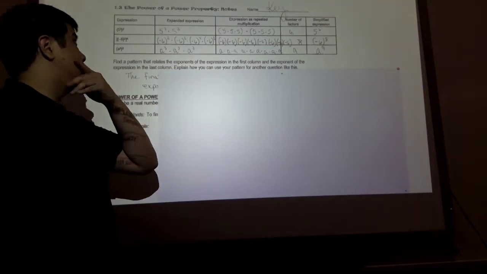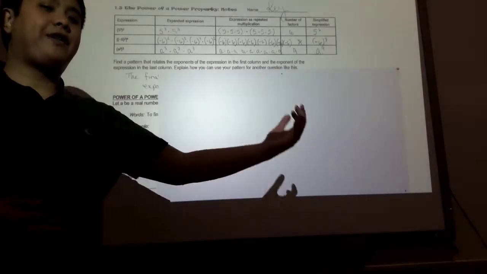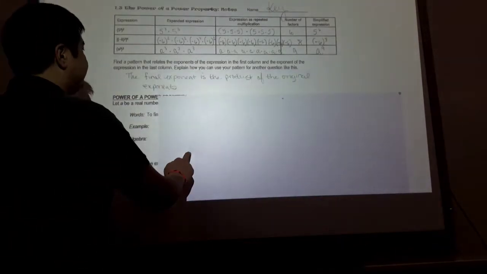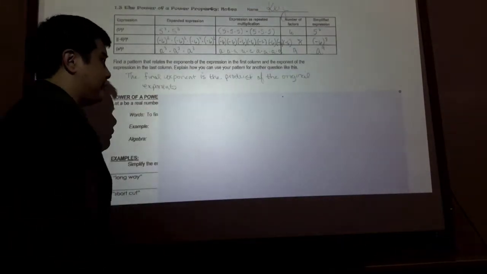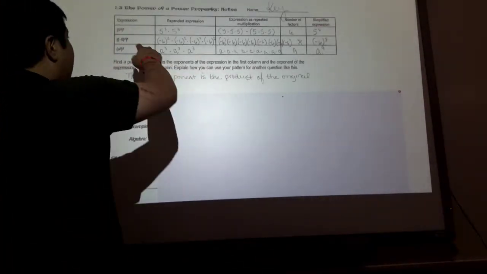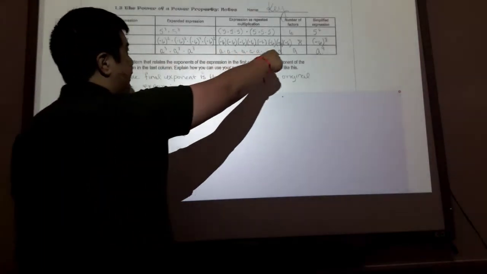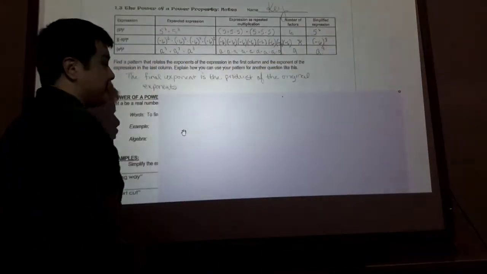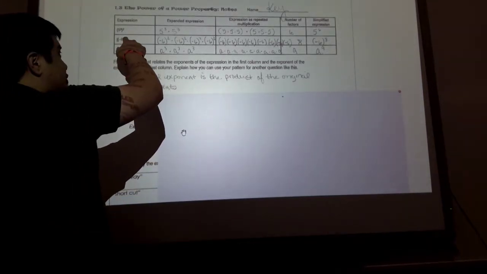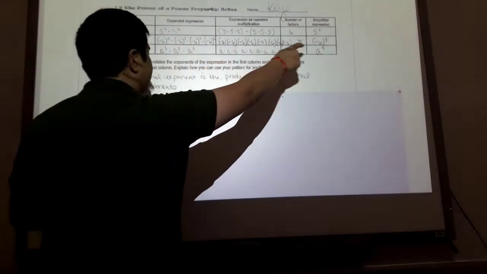What you should have observed was that the product of both of the exponents ends up being our final exponent. So the final exponent is the product of the original exponents. So 3 times 2, that's the exponents here. That gets us our 5 to the 6th. Notice how the base stays the same because it's 1 base. 2 to the 4, 2 times 4 is 8. 3 times 3 is 9.